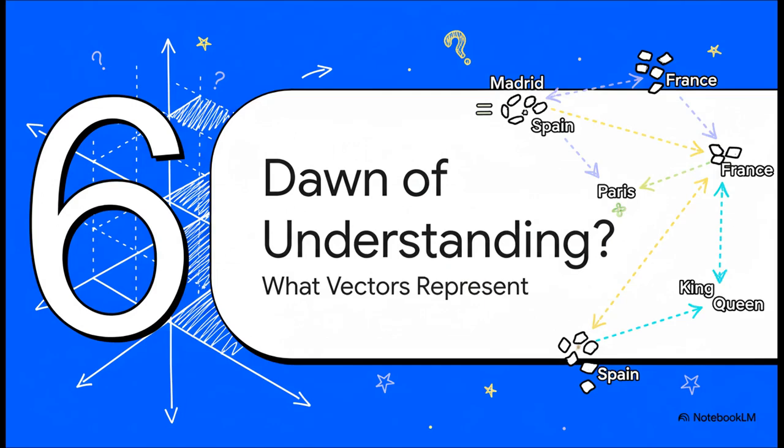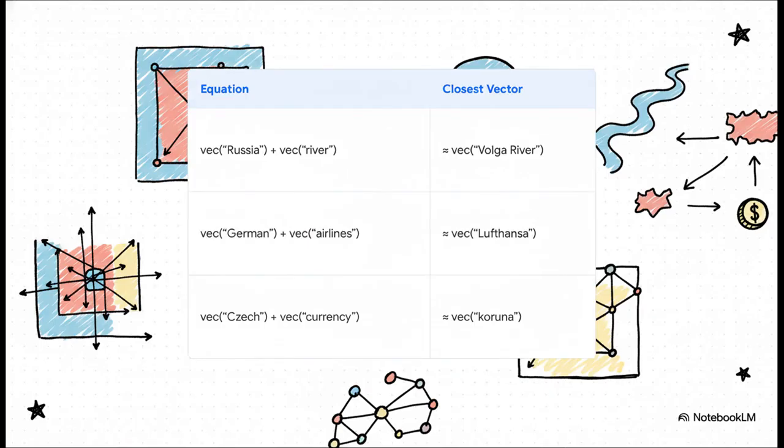So, all of this leads to a much bigger question. When a computer can do this kind of math with concepts, what does that really mean? Is it beginning to understand? And it's not just analogies. The model's power goes even deeper. It turns out you can literally just add vectors together and get results that make total sense. Russia plus river, you land right next to the vector for the Volga River. German plus airlines, boom, Lufthansa. This shows there's this really deep logical structure to the map of meaning the model built.